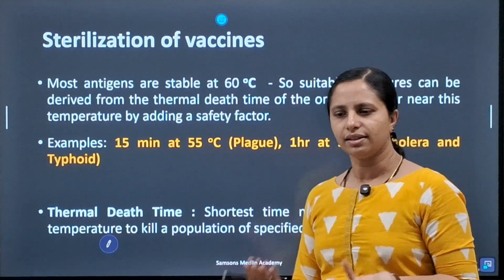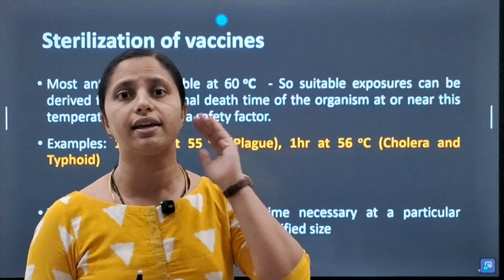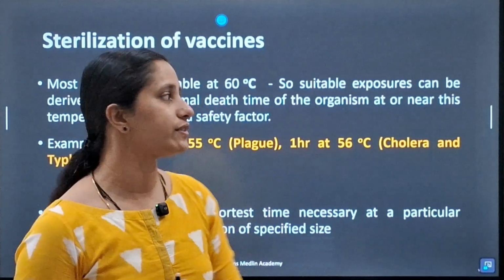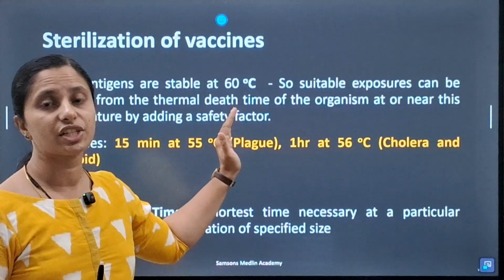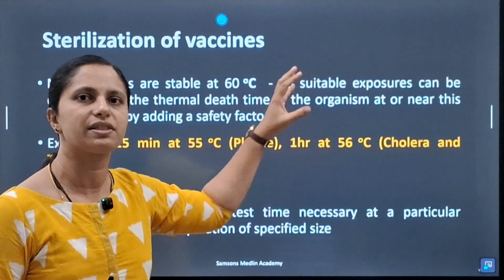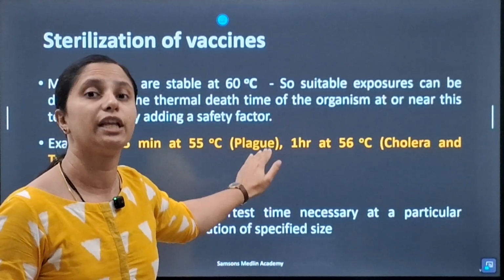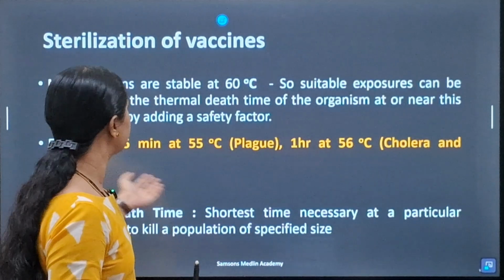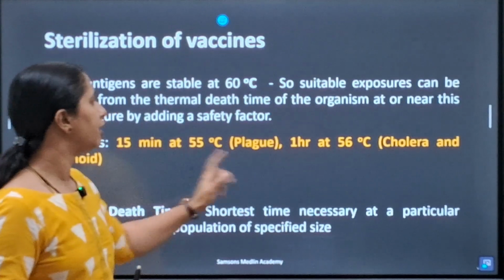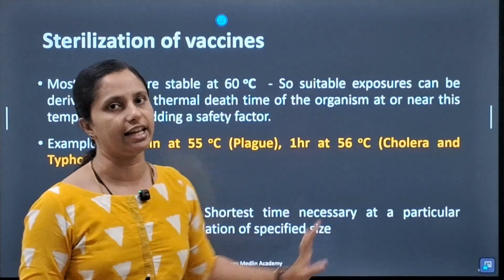Next is sterilization of vaccine. Vaccines are biological products, so they will not withstand very high temperatures. Most vaccines are stable at a temperature range of 60 degrees Celsius. So the sterilization temperature for vaccines will be nearly 60 degrees Celsius, but it will not be exactly 60 degrees Celsius. We will be adding some safety factor, that is we will be keeping the temperature slightly below 60 degrees Celsius. For example, for plague vaccine, it is 55 degrees Celsius for 15 minutes. And for cholera and typhoid vaccine, it is 1 hour at 56 degrees Celsius.